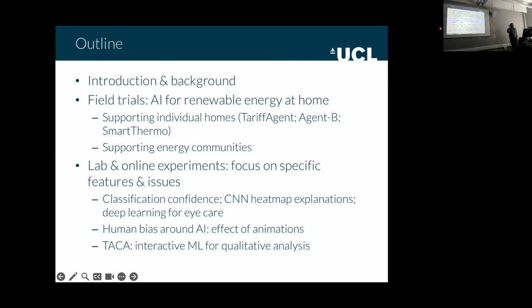So this is the outline of my talk, having just gone through some introduction. I will have two strands. First, I will present some more exploratory work I did around AI systems that are meant to support people in making the most of renewable energy in a domestic setting. And then I will present a small collection of studies that instead are more constrained and focus on specific UI features or specific phenomena around AI/ML systems.